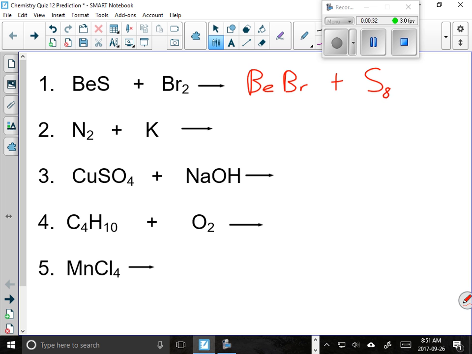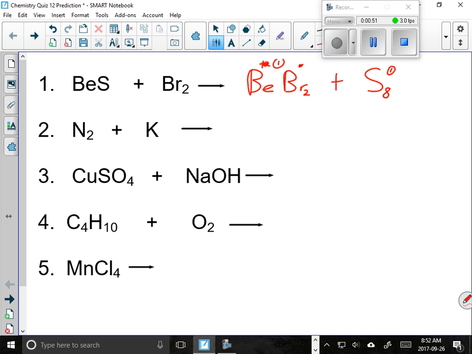So we know sulfur is special. It's an S8, and this has to be dropped and swapped. This is a +2, and this is a -1. So we've got BeBr2. Give them 1 mark if they have BeBr2, and 1 mark if they have S8. Okay, they predicted the products correctly. Now their last mark will be for balancing.